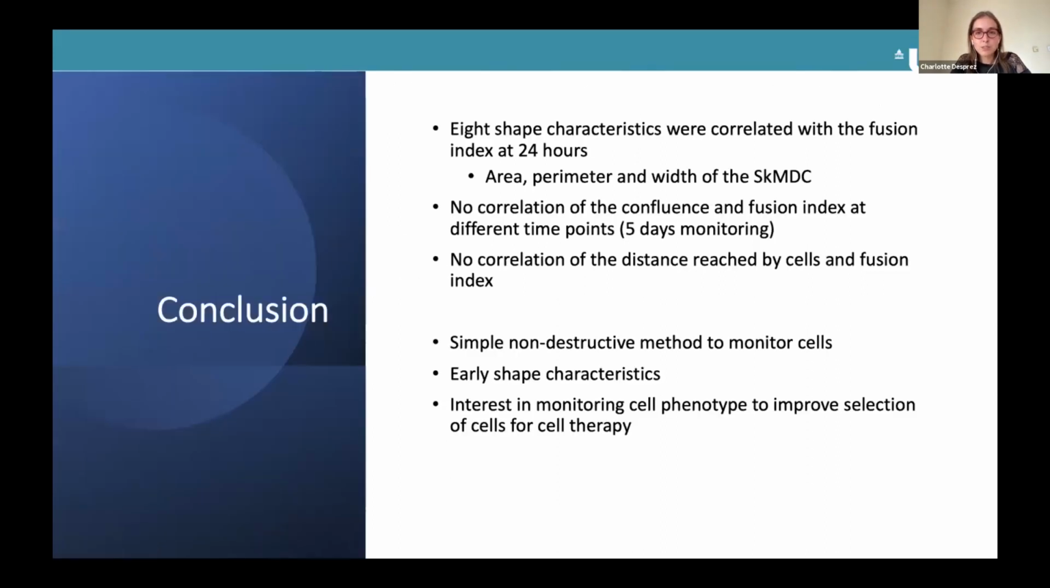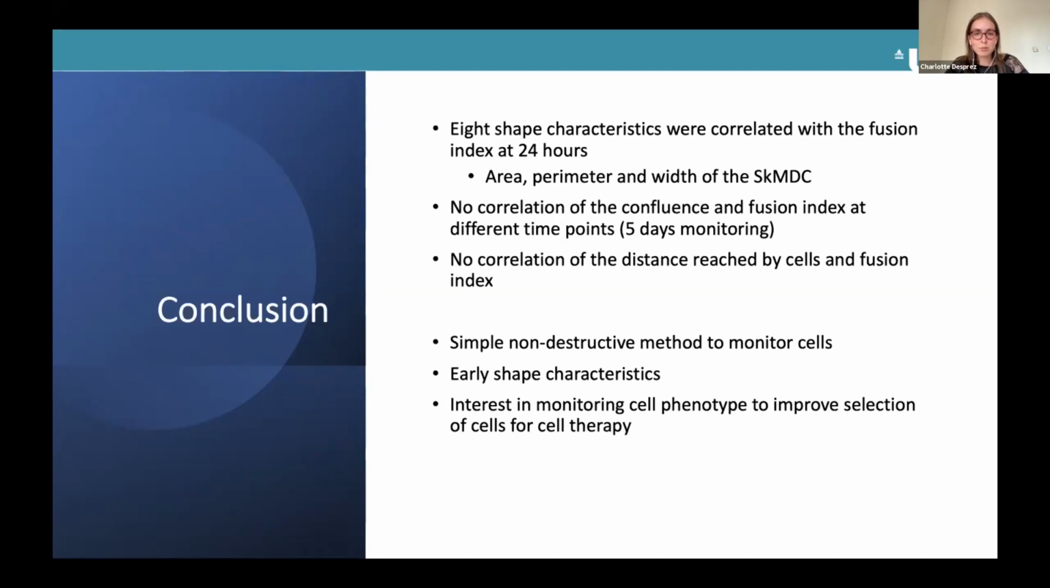So in conclusion, we had 8 shape characteristics that were correlated with the fusion index at 24 hours. These characteristics were the area of the cells, the perimeter, and the width. And we didn't find any correlation between the fusion index and the confluence of the cells during the 5 days of monitoring.